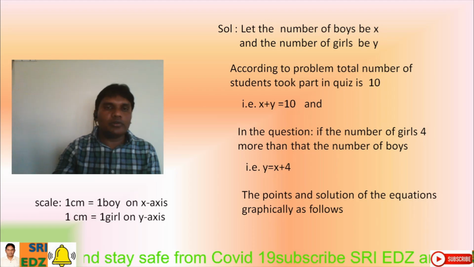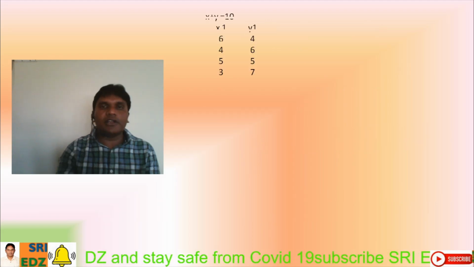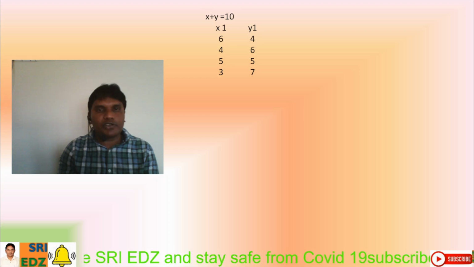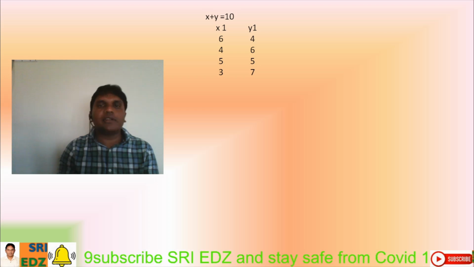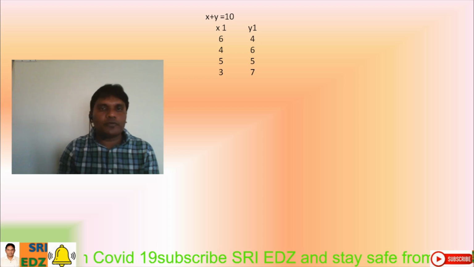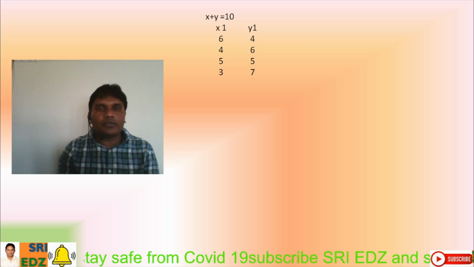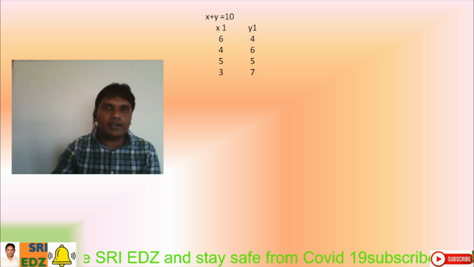So for the graph, we take x plus y is equal to 10. I assumed x as 6, 4, 5 and 3. Then y is automatically generated. When I took x is equal to 6, I got y equal to 4. When I took x is equal to 4, I got y as 6. When I took x is equal to 5, y is equal to 5. And x is equal to 3, then I got y as 7 in equation number 1.